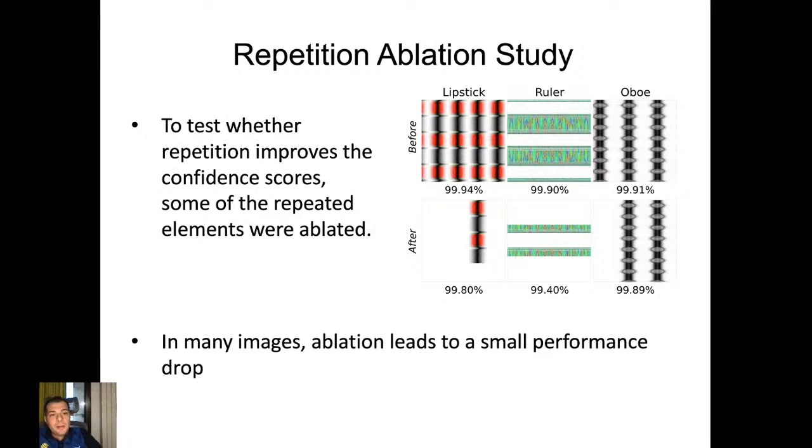They also did an ablation study with respect to the repetitive patterns. Perhaps there was some claim from the reviewers that the networks are fooled because these patterns are repetitive. So if you try to eliminate some of the patterns, for example in this image, if you just keep this pattern here, you will still be able to classify it as lipstick, even if you eliminate most of the repetitive part. The same happens here to the class ruler, where you eliminate some of the repetitive patterns, and for oboe.